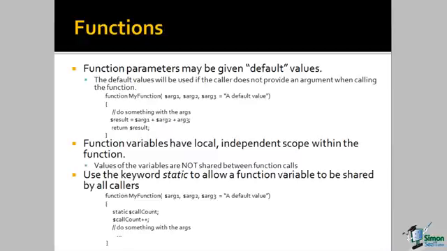So now that I've declared arguments within my function, what is their lifespan? What is their ability to interact with the rest of the application? The answer to that is simple. They have absolutely no ability.